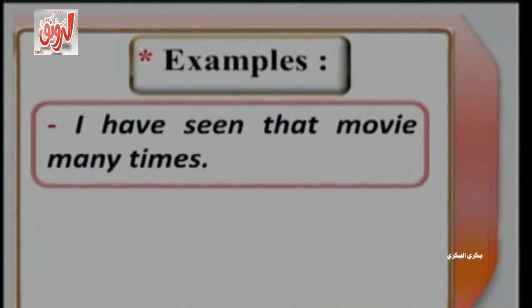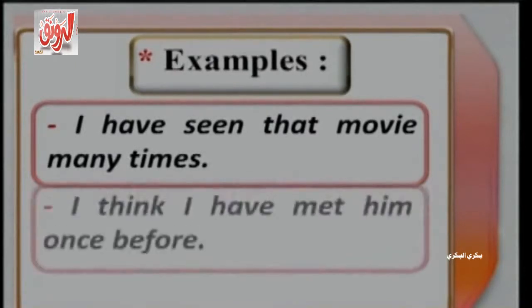Let's see some examples. I have seen that movie many times. I have seen that film. I have seen, the way in which we compose a perfect action: subject plus have plus past participle, seen. See, saw, seen. That movie many times.